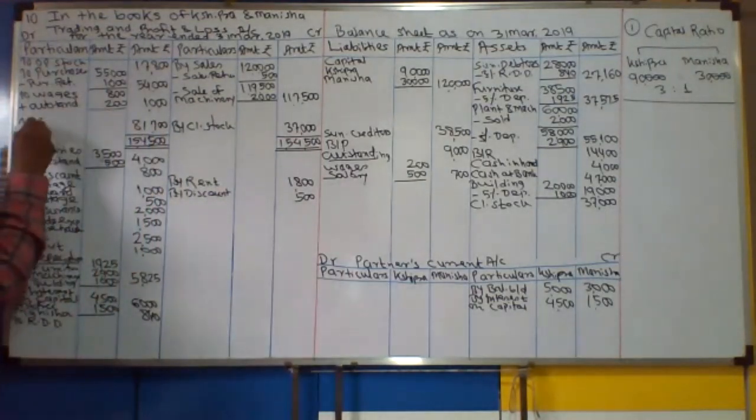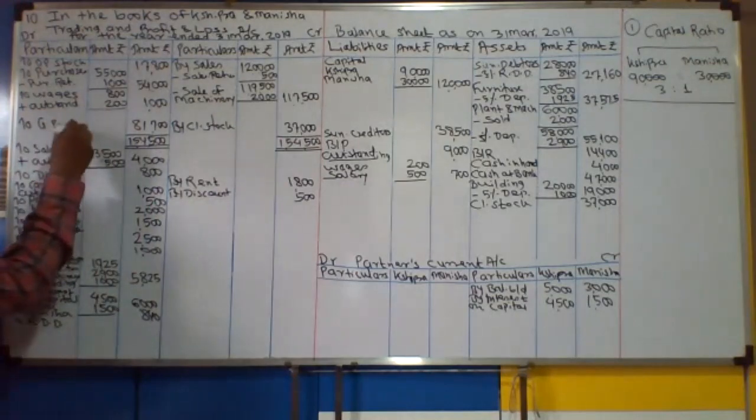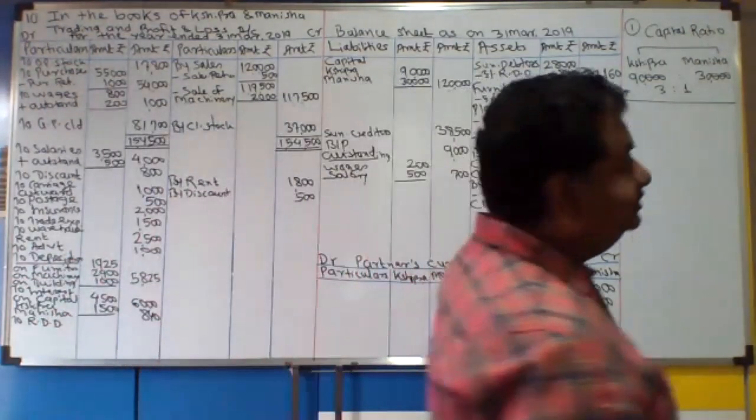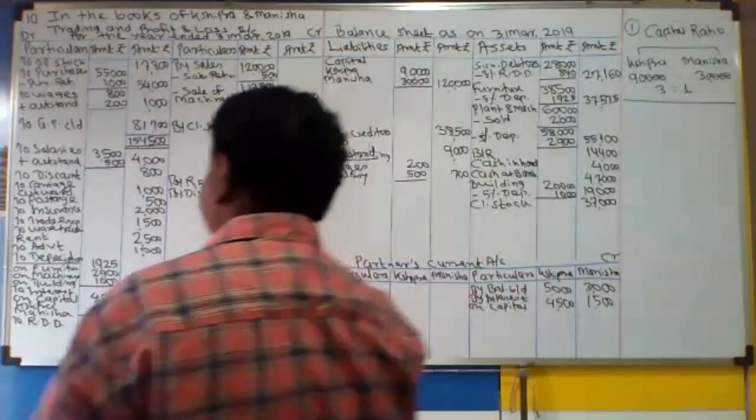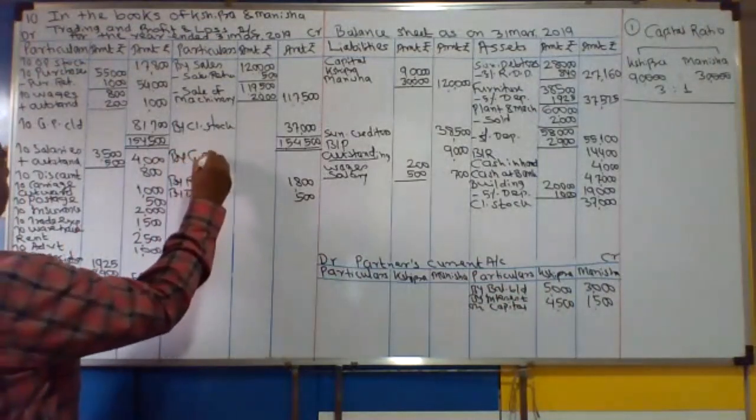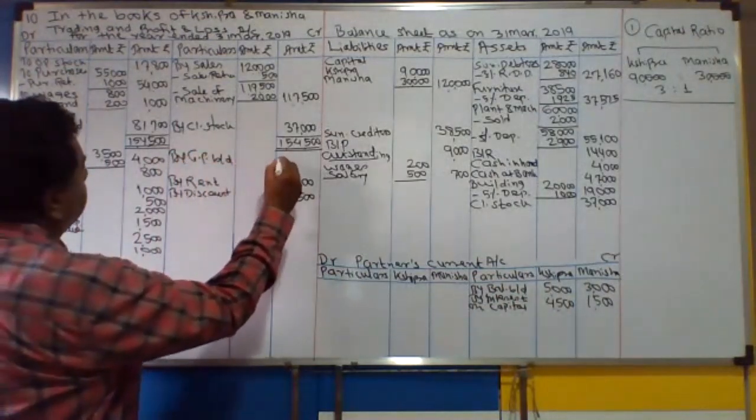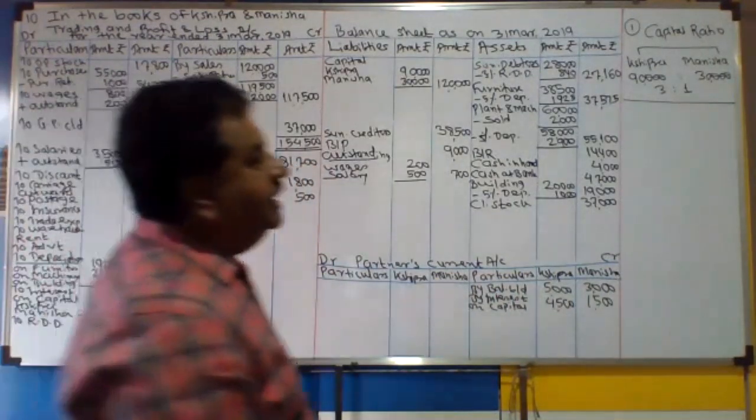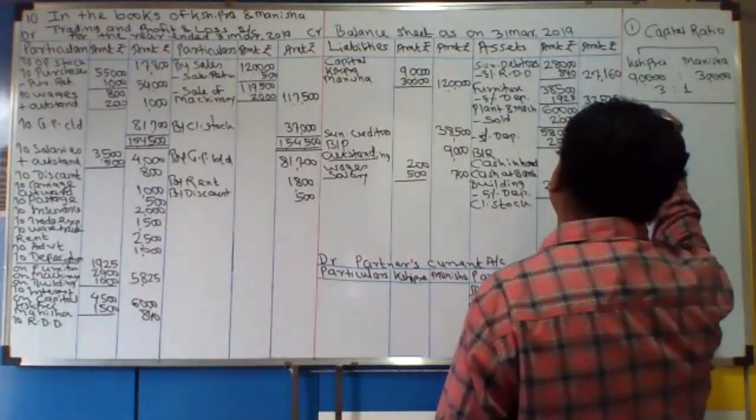So this is the gross profit carried down. 81,700 is the gross profit. Okay. Transfer here also. Profit and loss account credit side. Okay. And now I am writing a working note.